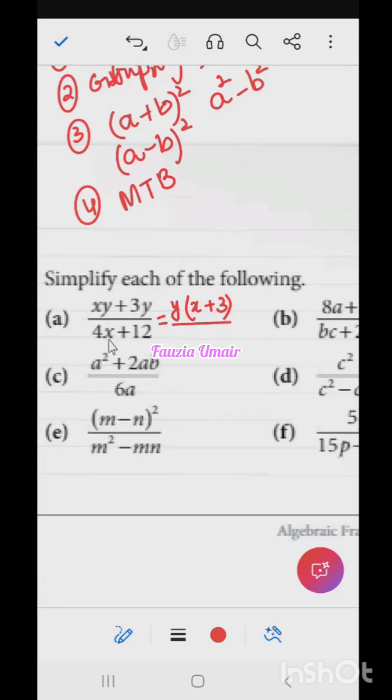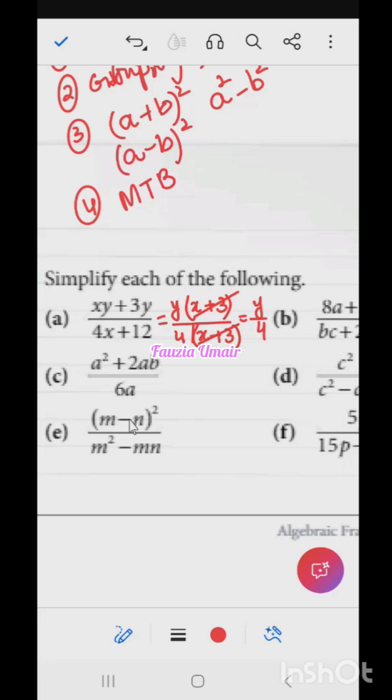So what can be done in the denominator? Concept of factorization, very basic question. So we can take 4 common. That's right. So it would be x plus 3. Right? So now I can cancel this x plus 3 in the numerator and the denominator, and the answer would be y divided by 4. It's such a simple question. So you need to remember the 4 methods of factorization before solving these questions. Okay? So let's solve this e part.